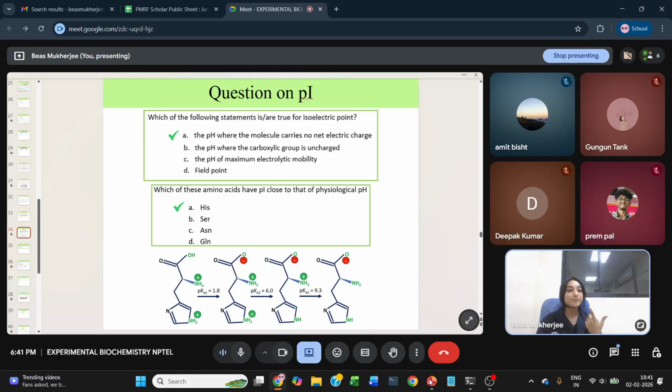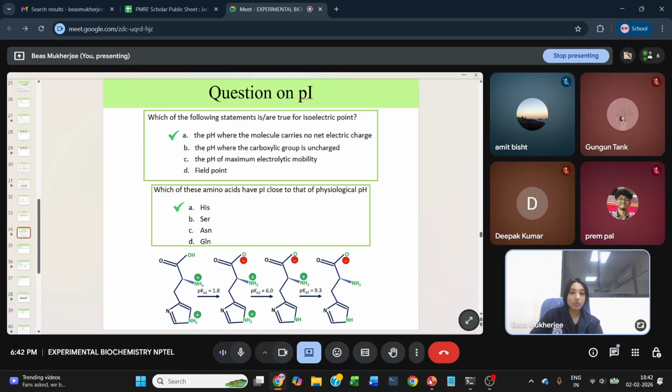Right, now we come to the next one. Which of these have pI closest to that of the physiological pH? Histidine is the amino acid that has the pI closest to that of physiological pH. If you look at all the others, all of them have more than 1 pKa value.